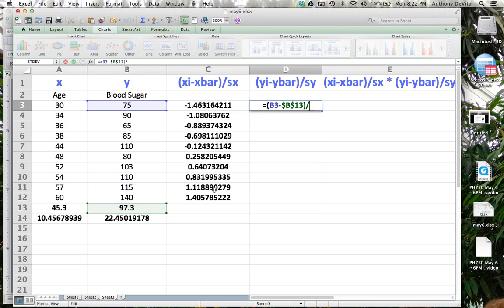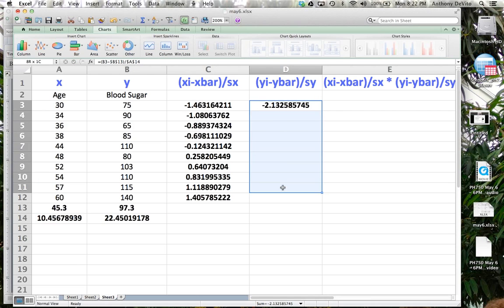Divided by my standard deviation. And again, I don't want that to move down. Put a dollar sign in front of the number of the cell, enter, and I'm going to copy that down as well.